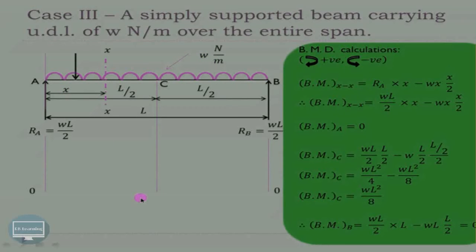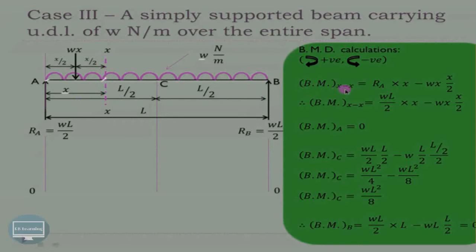Now for the calculation of the bending moment, we will convert this u.d.l load into a point load. So this W multiplied by x is the u.d.l load, and we allow it to act at the center of this length, that is, whatever the length is from this to this, that is nothing but x. It will be acting at a distance of x by 2. So we have converted this u.d.l into a point load for the calculation of the bending moment. Now I'll take moment about this section xx.